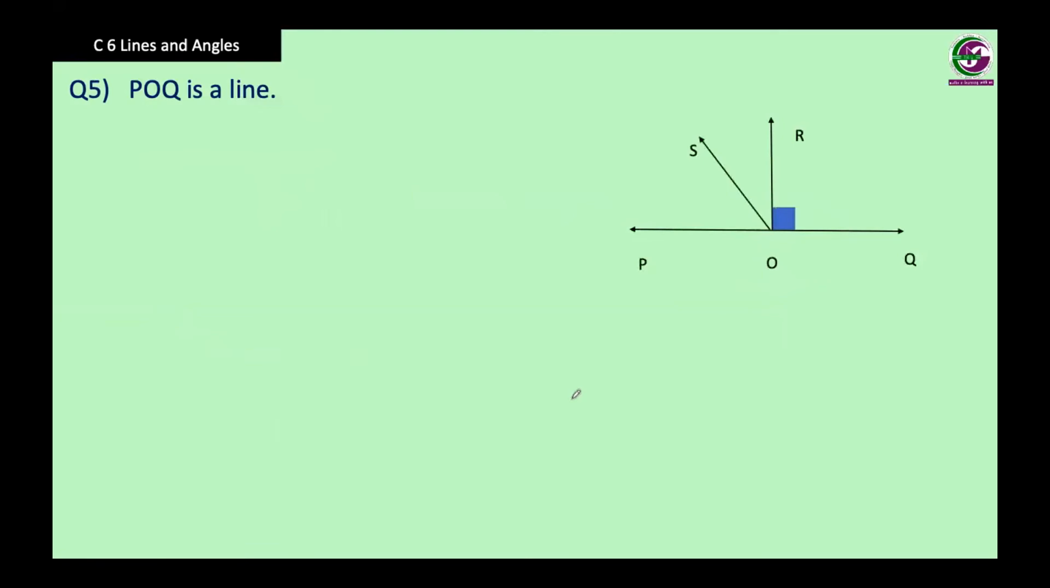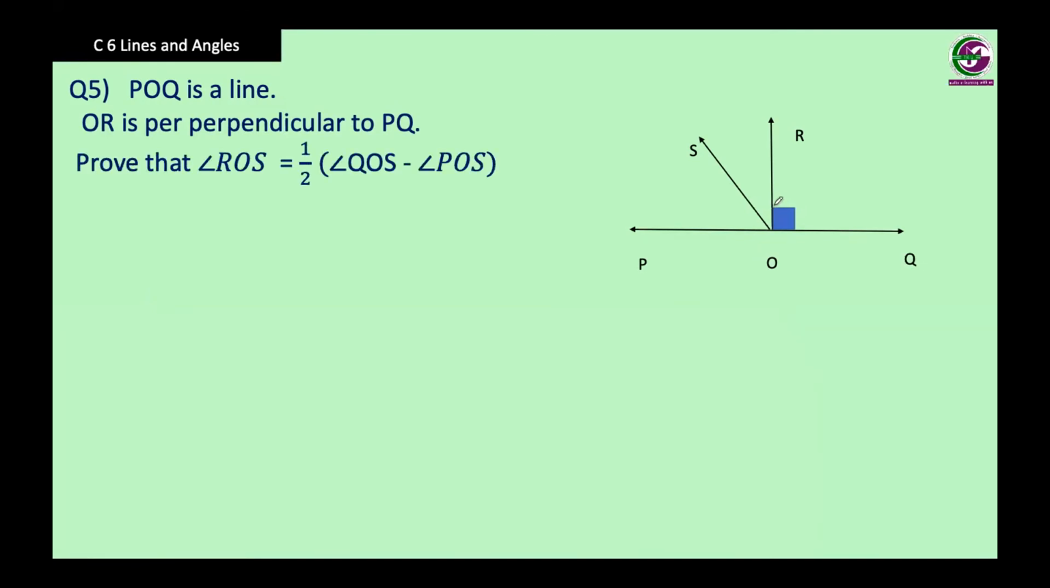POQ is a straight line. OR is perpendicular to PQ. The angle is 90 degrees. Now prove that the angle ROS is equal to half of QOS minus POS. QOS is the big angle from here, minus POS. So these are the three angles mentioned here. ROS should be rewritten in terms of POS and QOS. So let us see.